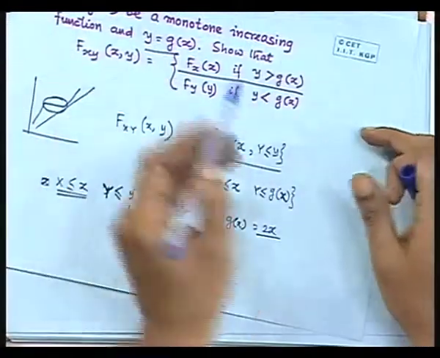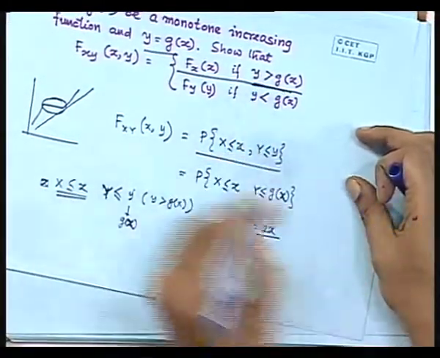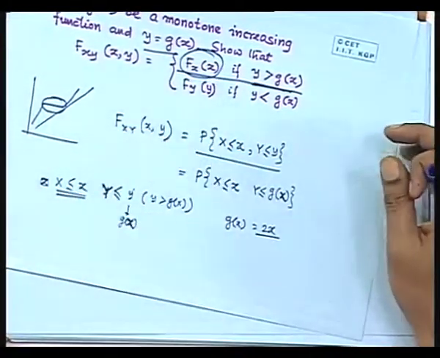So that's why when y is greater than g(x), only the x limit applies. The y limit will not apply, because Y is determined by X. If you put a value of small y which is beyond that, then in the range between g(x) and y you will not get any value of Y. So that part you need not consider. Are you following what I am saying?